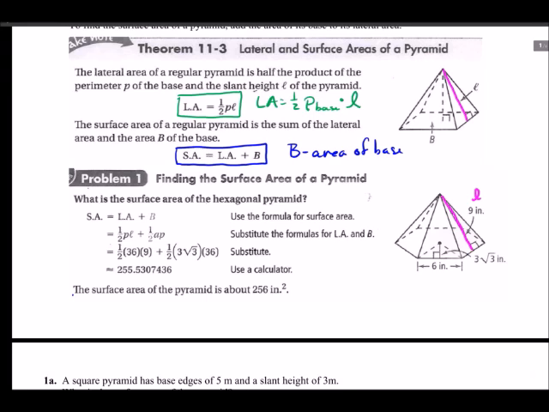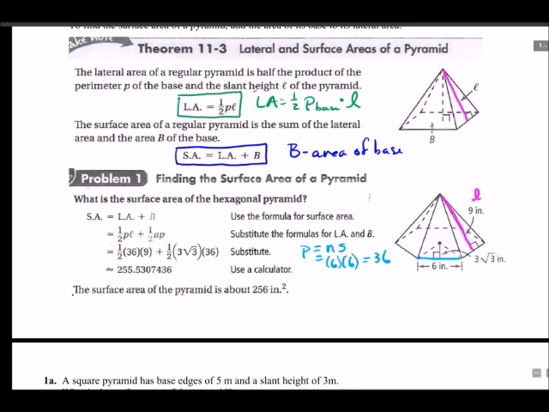And we have our base is a hexagon. So we can find the perimeter of our hexagon. We know that that is just number of sides times side length, which is just going to be 6 sides times 6 inches. Our perimeter of our hexagon is 36. So we can find lateral area, and then we need to find the area of the base.